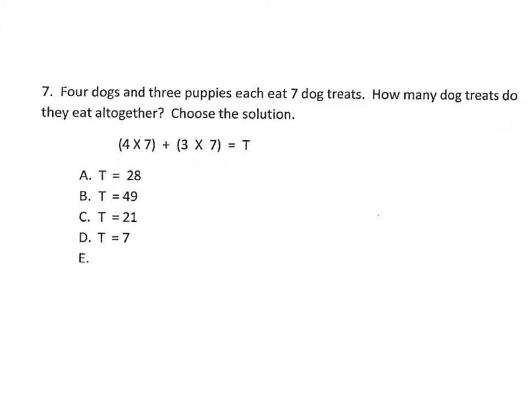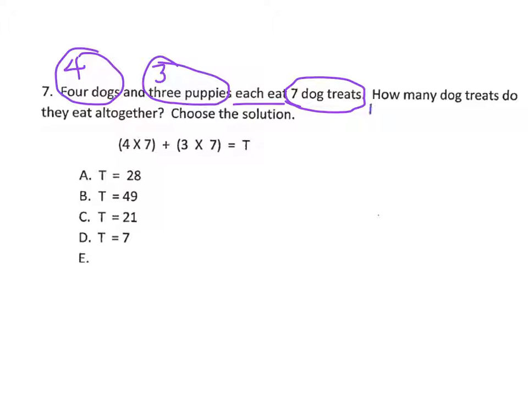Let's look at number 7. It says 4 dogs, 3 puppies, each eat 7 dog treats. How many dog treats do they eat altogether? Choose the solution. Now solution is another word for answer. I don't think we have talked about this much.